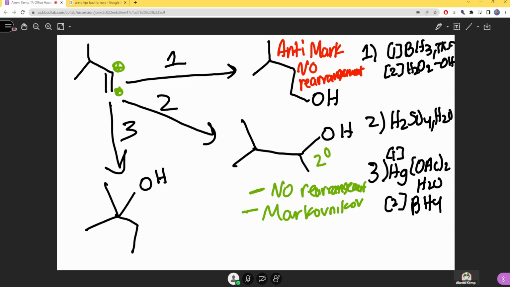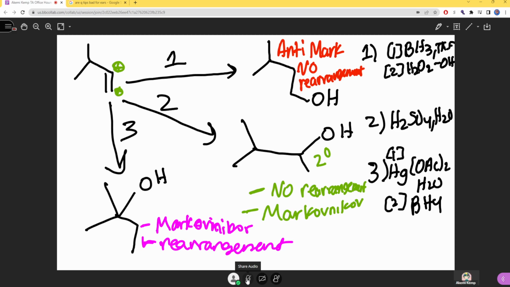Now, what about 3? Where's the OH? In the most substituted one, so there was rearrangement. There was rearrangement, definitely. Since it was on the most substituted, it is Markovnikov. So, rearrangement. All right, this is all the information we need to tell us what did what.